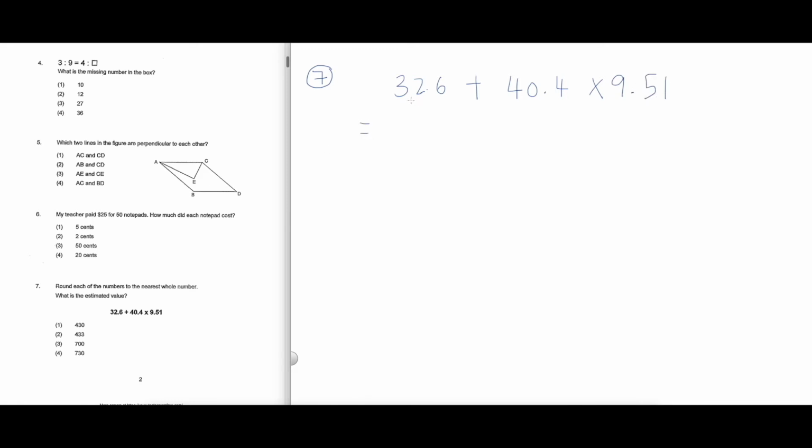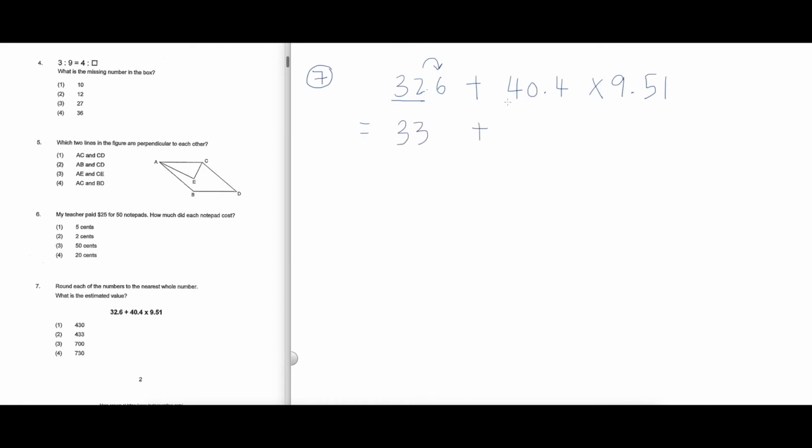Alright. So, the nearest whole number. I'm just going to underline the whole thing, because this is the whole number, okay? So let's look at the number on our right-hand side. It's 6, right? Do you remember the earlier question? If the number is 5, 6, 7, 8, or 9, I'm going to round up. So 32 becomes 33, okay?